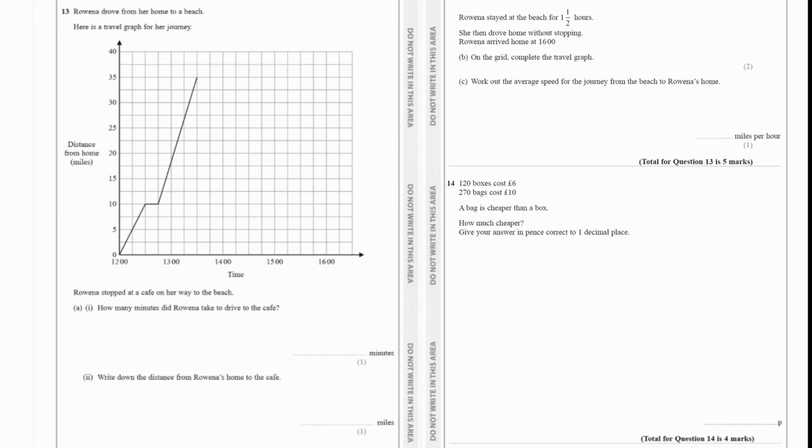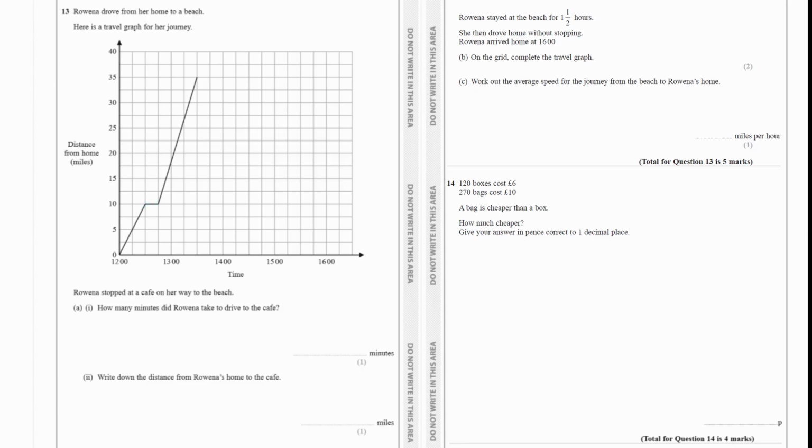Question 13. Rowena drove from her home to a beach. Here is the travel graph for her journey. Rowena stopped at a cafe on her way to the beach. Part A1. How many minutes did Rowena take to drive to the cafe? So if we look at the travel graph, we can see that Rowena left her house at 12 o'clock, drove to the cafe, waited at the cafe, and then drove to the beach.